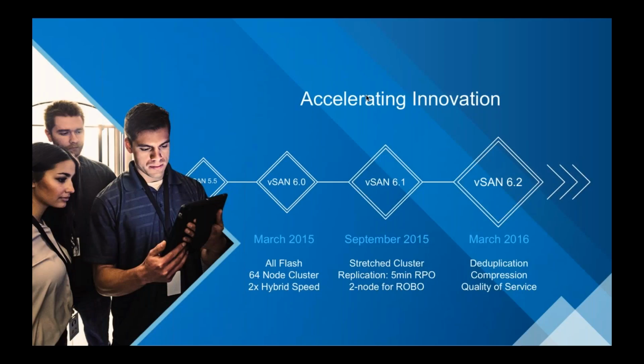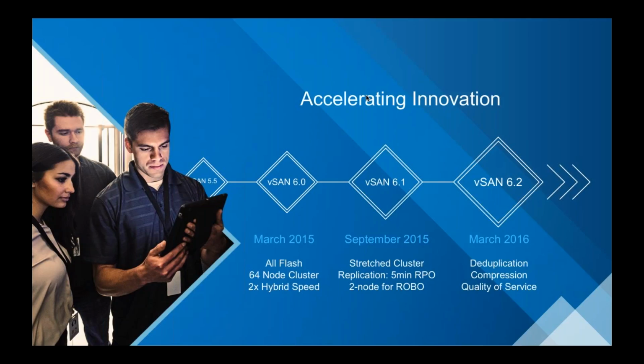So we've had now 5 releases. We had the original release, we had 6.0, we introduced all-flash, 64-node cluster support. 6.1, we introduced stretch clusters. So if you have 2 sites, you get a third witness and stretch that cluster between the sites. We also introduced better replications, native replication support. In 6.2, we also introduced some powerful features for data reduction, deduplication, compression, RAID 5, as well as quality of service. And we also just announced 6.5 of VMware, and I'll get to that in a bit.